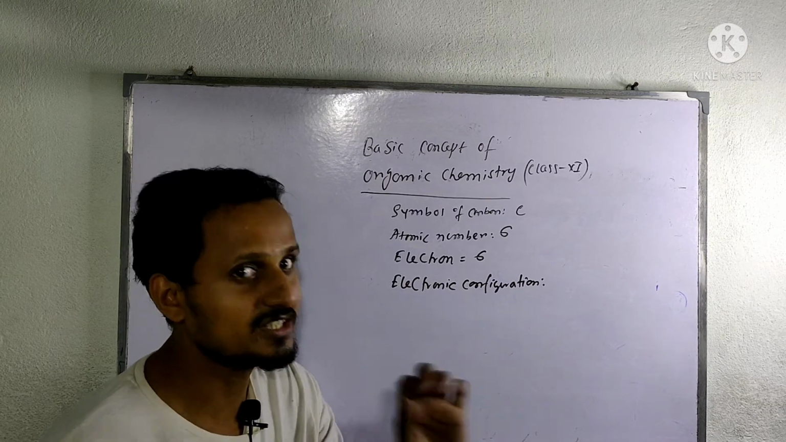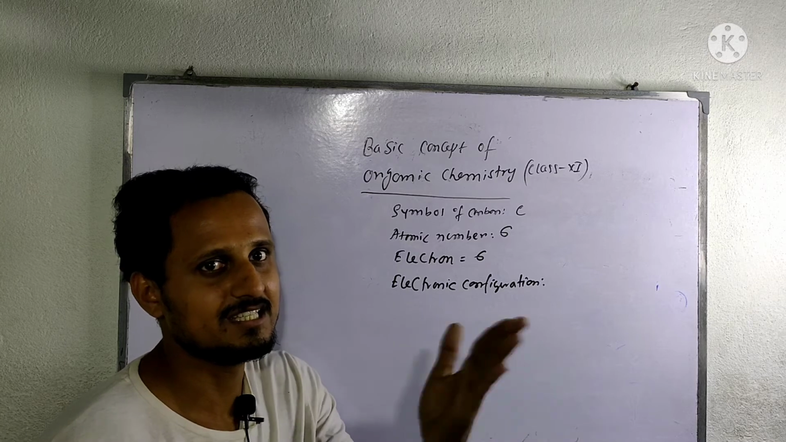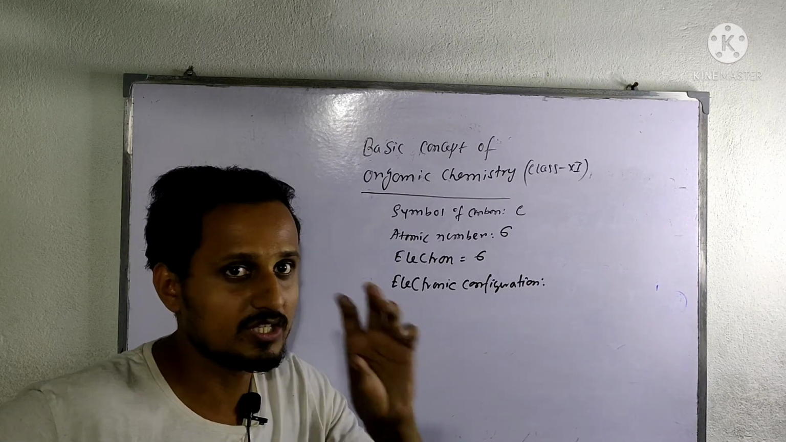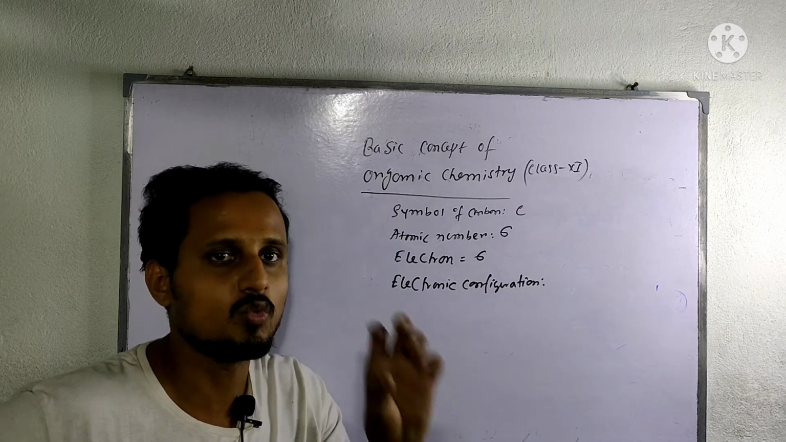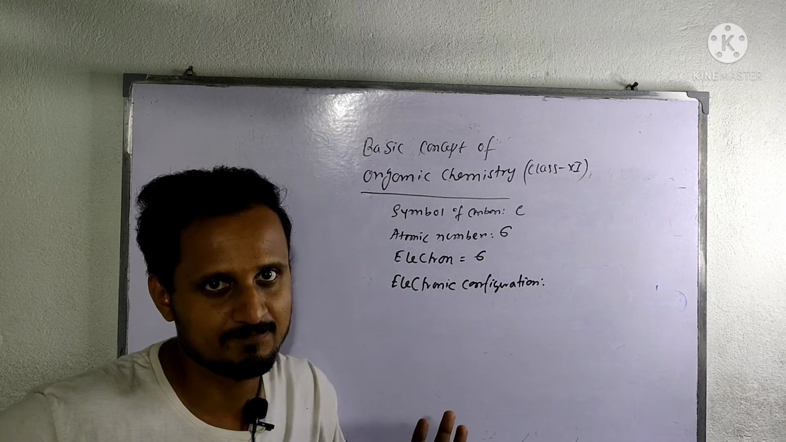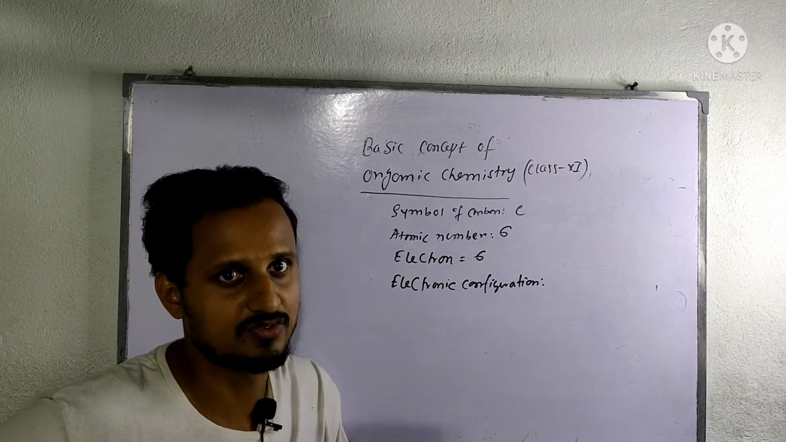So electrons are there in the orbital. Now we know the orbitals are like this: s orbital, p orbital, d orbital, f orbital. In K orbit there is only one orbital, which is called the 1s orbital, and there only 2 electrons can be present. So instead of K orbit we write 1s2. That is the electronic configuration.